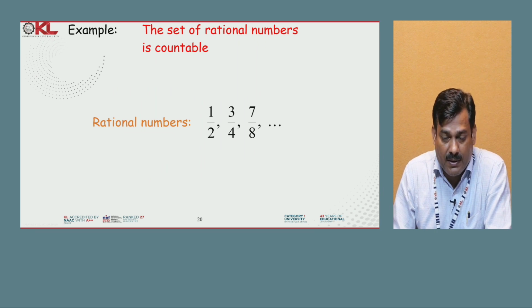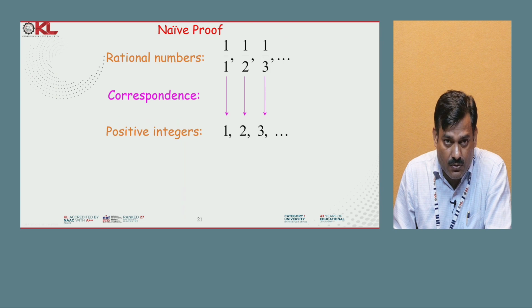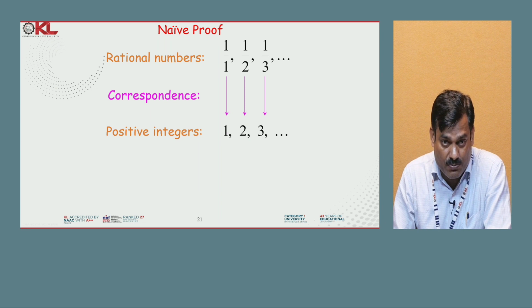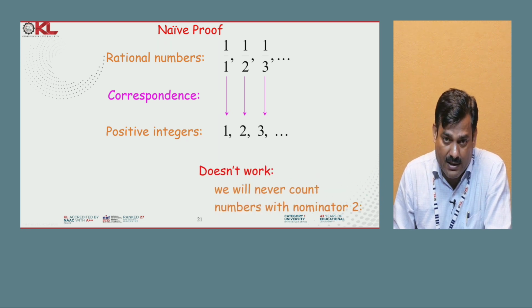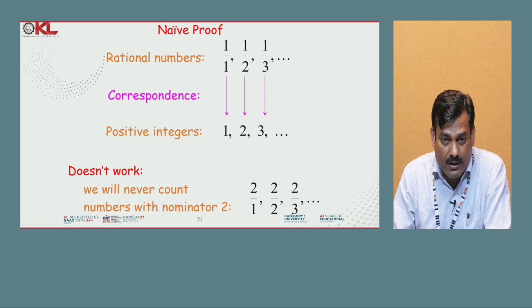Now another example: we will discuss the set of rational numbers and check whether it is countable or not. We can see here on the screen rational numbers: 1 by 2, 3 by 4 and 7 by 8. All are rational numbers. So we will check whether we are able to provide a one-to-one correspondence. We have rational numbers whose numerator is 1 and denominator is 1, 2, 3. If we take the approach for denominator 1, we can provide the correspondence, but it will not work if we have denominator 2 or denominator 3 and so on.